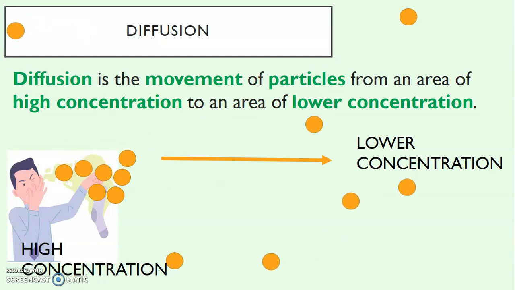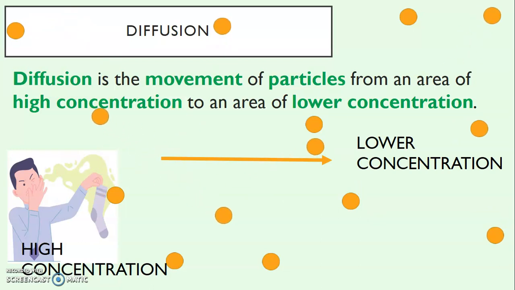So all of the particles will start spreading out. Now, although we draw this as a static diagram, they do keep moving around, so the smell of the socks will be all over the place. Diffusion is the movement of particles from an area of high concentration to an area of lower concentration. It's a passive process, so it will just happen of its own accord.